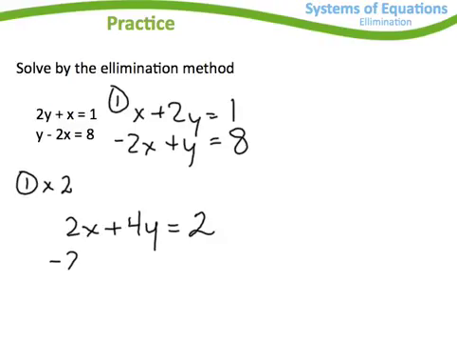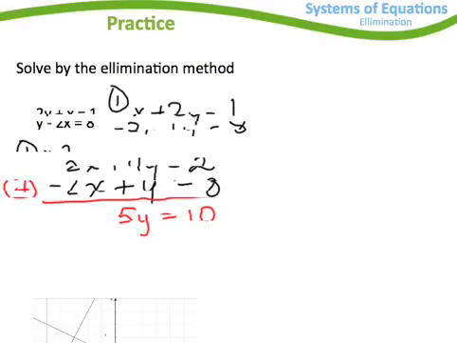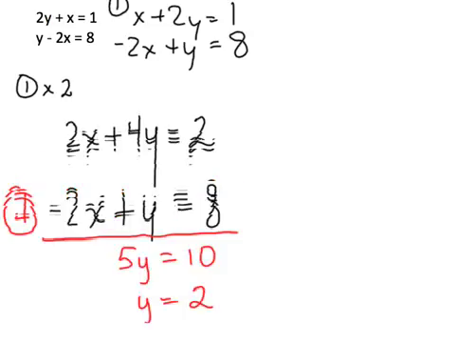Now let's write down the second one below it. Minus 2x plus y is equal to 8. Now I have the coefficients the same. This time the signs are different, so instead of subtracting, I'm going to add these two equations. Okay, so 2x plus a negative 2x is 0x, hence the name elimination. The x's are eliminated. 4y plus y is 5y. 2 plus 8 is 10. Gotta like it when they come out like that, eh? Divide both sides by 5, you get y is equal to 2.